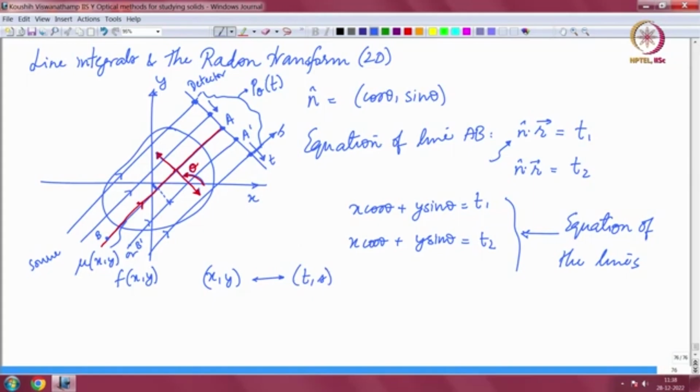Okay. For a given theta you have two axes perpendicular to each other that are basically a rotated version of the x y coordinates. Okay. So, let us keep that in mind.